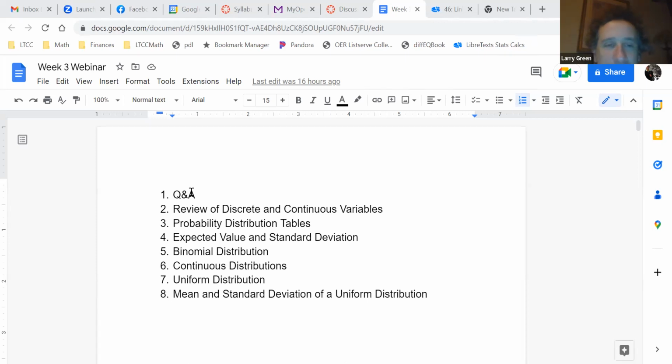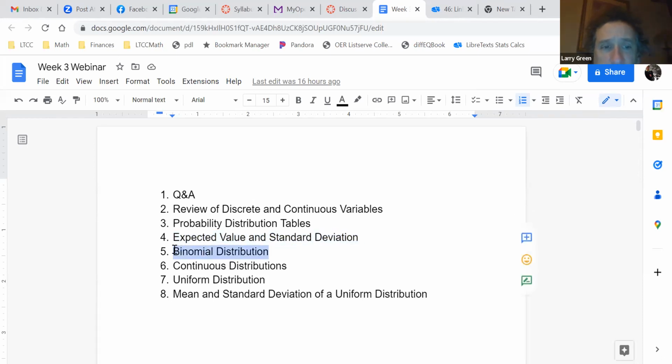So let me talk about the plan. I'll always take questions, not just at the beginning, but throughout. That's important. And then after that, I want to give you a reminder of discrete versus continuous variables. So both quantitative, but just, what are they? Because really, we have chapter 4 and 5, and chapter 4 is going to be all about discrete variables. Chapter 5 is going to be about continuous variables. Then we'll look at probability distribution tables. Very important to be able to make a table out of a probability distribution. We'll look at the expected value and the standard deviation when you have a probability distribution table.